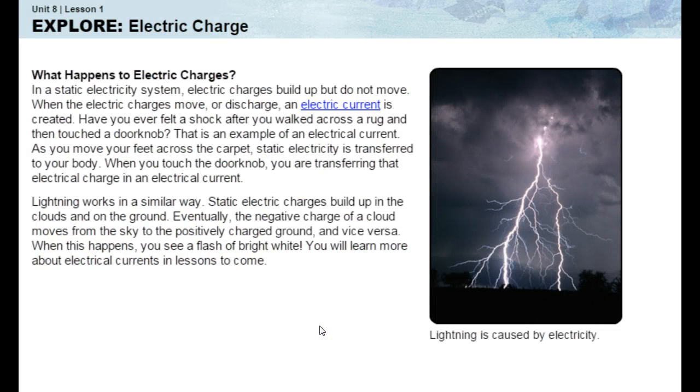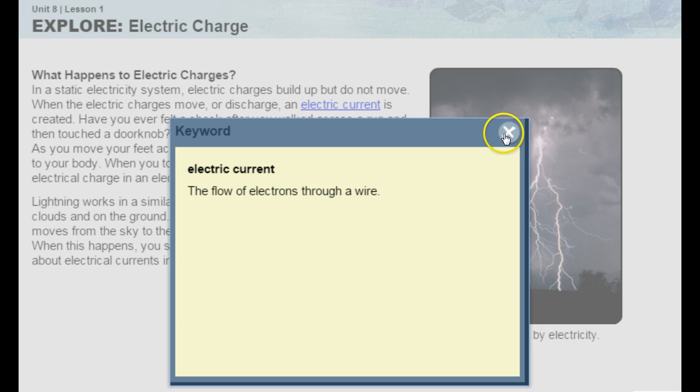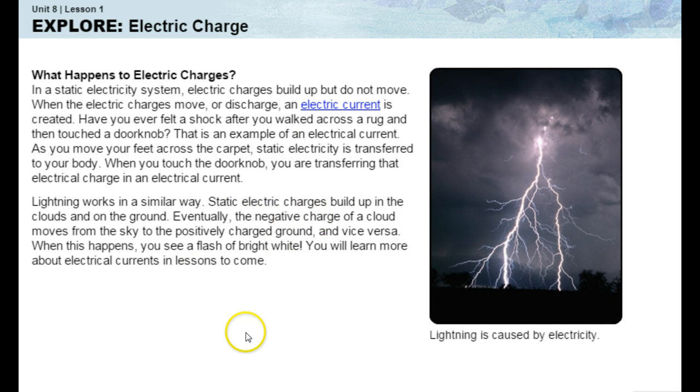So what happens to electric charges? Well, in a static electricity system, electric charges build up but do not move. When the electric charges move or discharge, an electric current is created. Have you ever felt a shock after you walked across a rug and then touched a doorknob? That is an example of an electrical current.